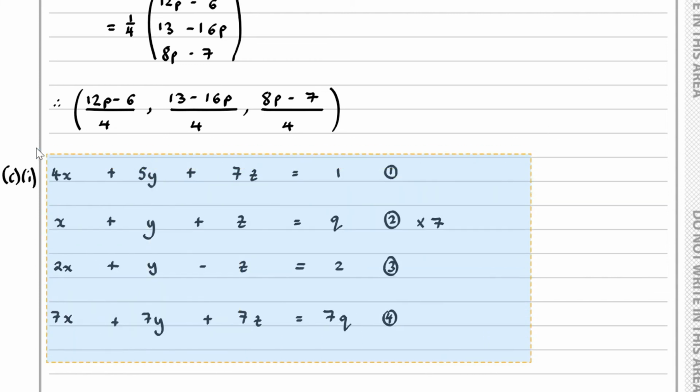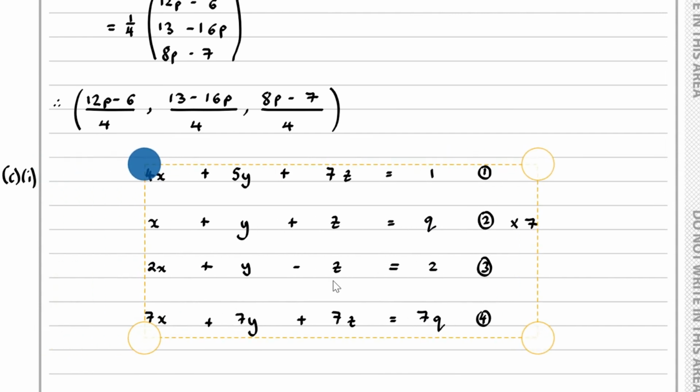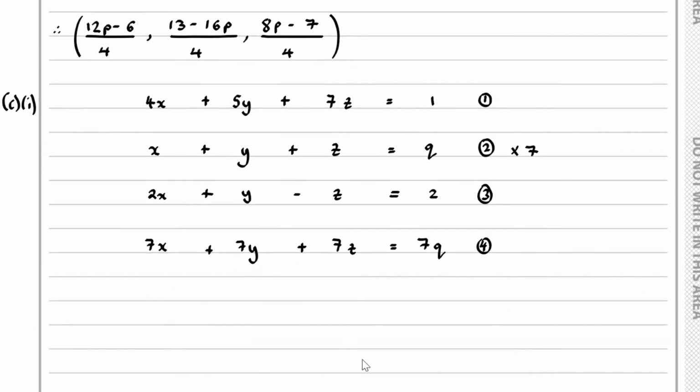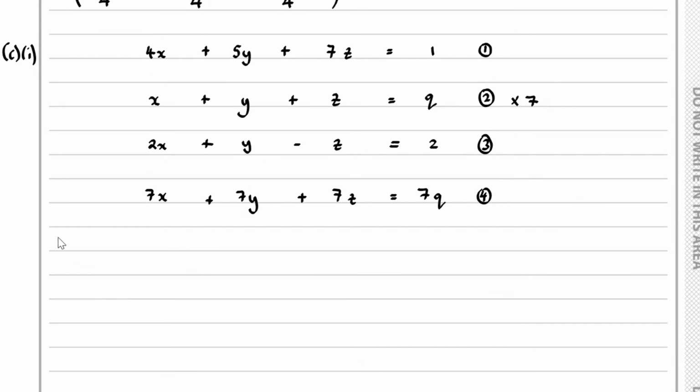And now to eliminate the z's, what I can do is subtract equation 1 from equation 4. So if I do that, subtracting the equations, 7x minus 4x, that's 3x. And then we've got 7y, take away 5y, that's 2y. 7z minus 7z, that's 0z. 7q minus 1, that's 7q minus 1. We'll call this equation 5.